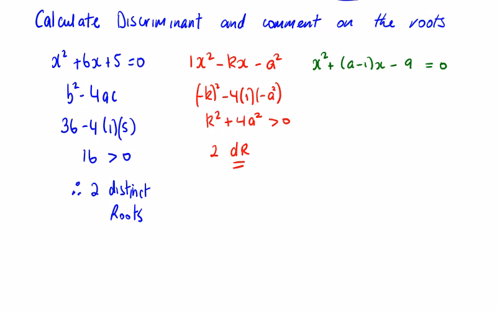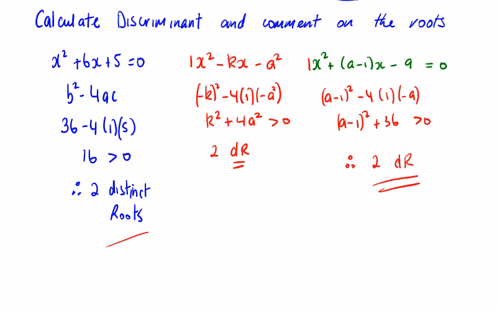This one here, just fill the information in and see what you get. So we're going to have b squared, which is a minus 1 to be squared, minus 4 times 1 times minus 9, which is a minus 1 squared. You don't need to multiply out the bracket here, plus 36. So a minus 1 squared is a square number. It's greater than 0. So is 36. So greater than 0. Therefore, again, two distinct roots.